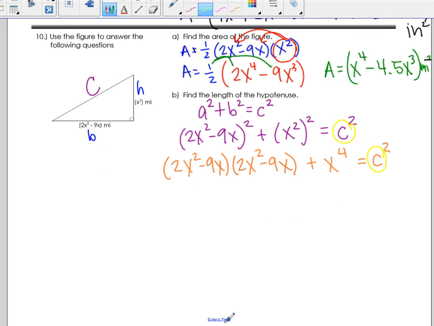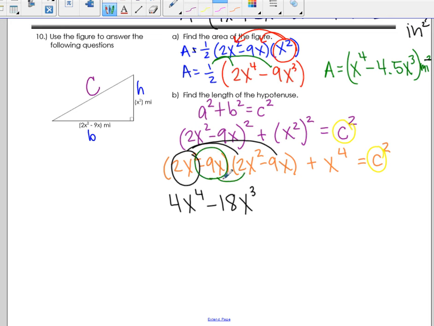Okay. So when you do that, let's start with the 2x squared and distribute that in. 2x squared times 2x squared is going to get me 4x to the 4th. 2x squared times negative 9x is negative 18 from the 2 times negative 9, and then x squared times x is x to the 3rd. And then negative 9x distributed in. Negative 9x times 2x squared is negative 18x to the 3rd. And negative 9x times negative 9x is a positive 81x squared.